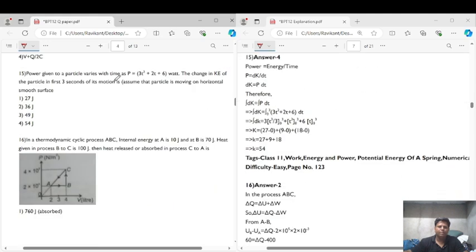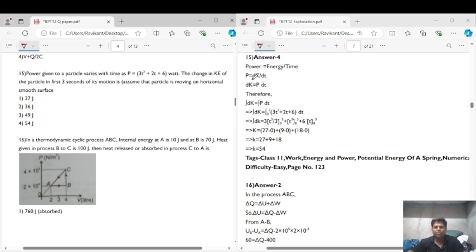Question number 15. Power given to the particle varies in time as P = 3t² + 2t + 6 watt. The change in the kinetic energy of the particle in the first 3 seconds of its motion is... See, power is given to us as a function of time. So energy will be, when we integrate this power with respect to time, we'll get the energy.